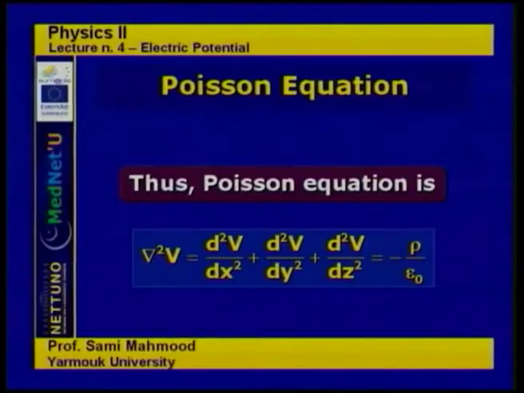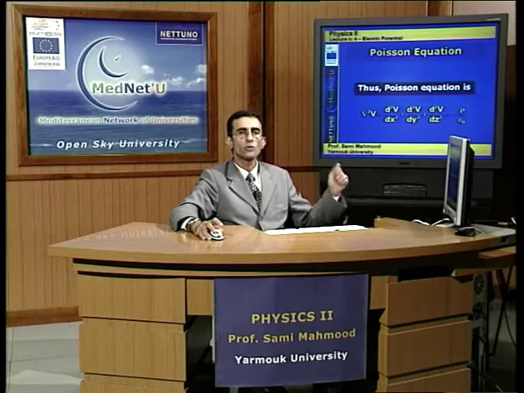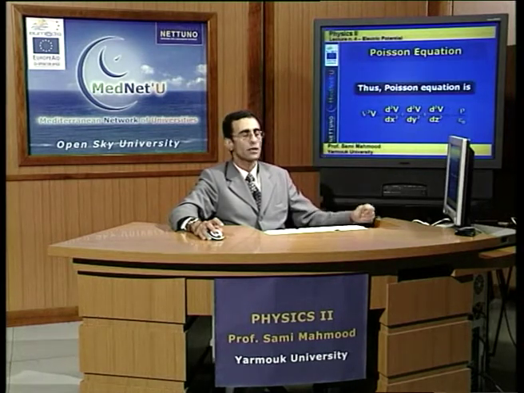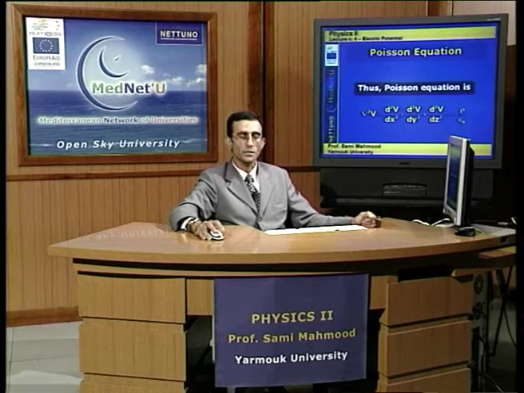This differential equation states the relation. It's a second order differential equation that states the relation between the potential and the charge distribution. Gradient squared V, which is d2V by dx squared plus d2V by dy squared plus d2V by dz squared, is equal to minus rho over epsilon naught, a second order differential equation relating the potential with the charge distribution in space.